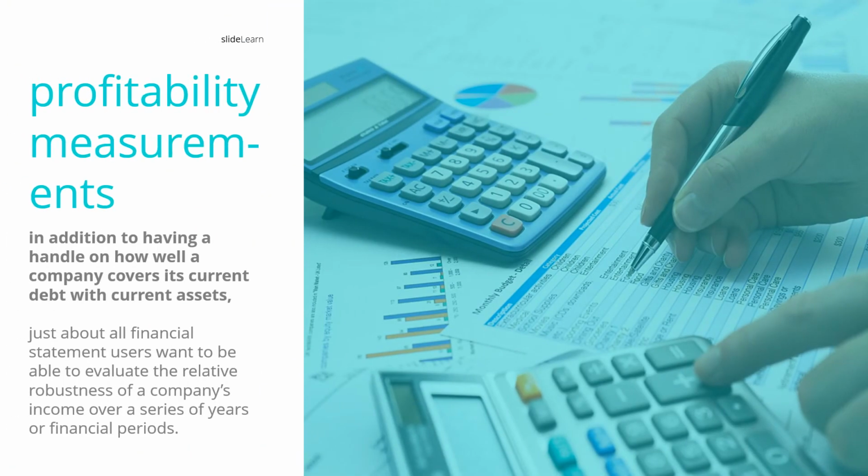In addition to having a handle on how well a company covers its current debt with current assets, just about all financial statement users want to be able to evaluate the relative robustness of a company's income over a series of years or financial periods. Looking at a company's performance over a long period of time is called trend analysis. A single profitability measure standing alone doesn't really tell you much about a company or how it is performing compared to its competition.